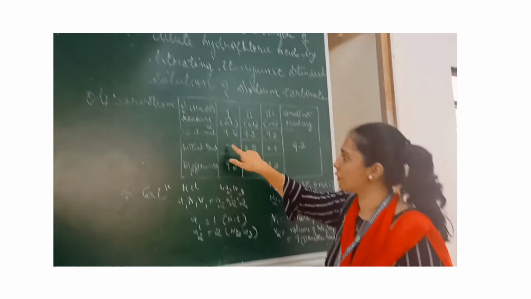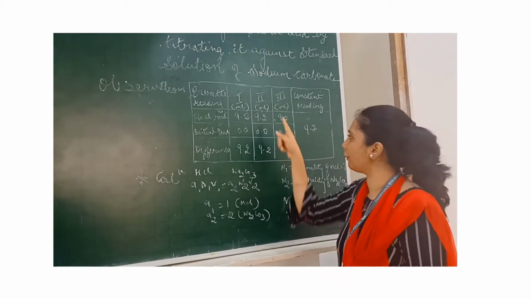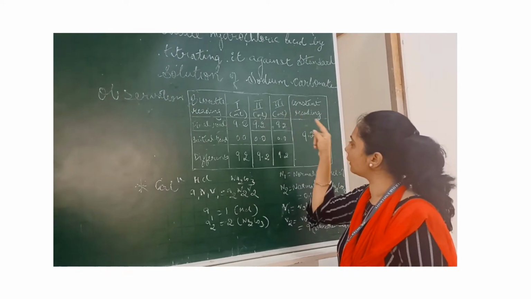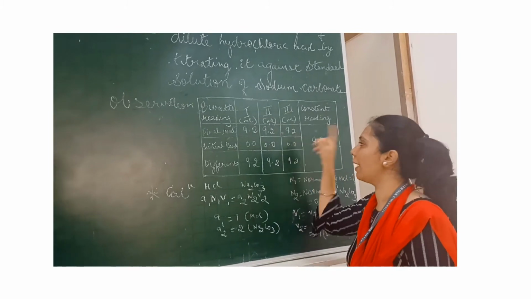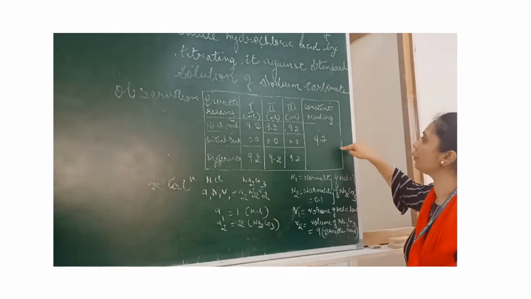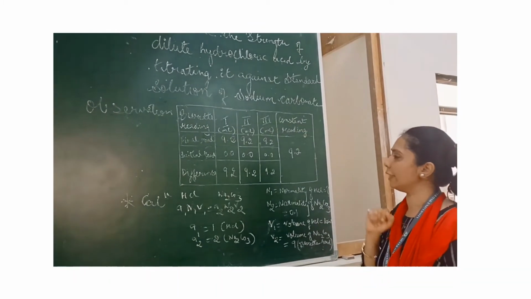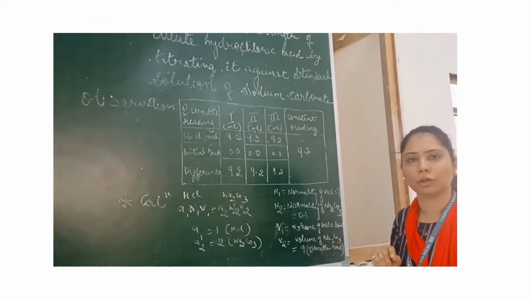One, that is the first reading. Second, that means we are performing the second time, that reading. And third one, that means we are performing the third time, and the third reading we will mark here. After that there is one, here you can see, constant reading. That means we will check which reading is constant.